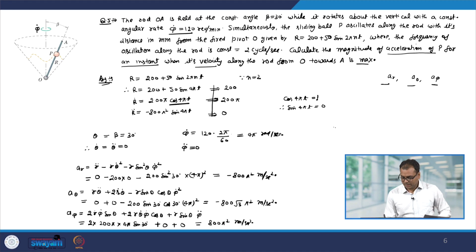Now total A will be square root of A r square plus A theta square plus A phi square, which is equal to square root of this square plus that square, and this is equal to 17660 meter per second square.